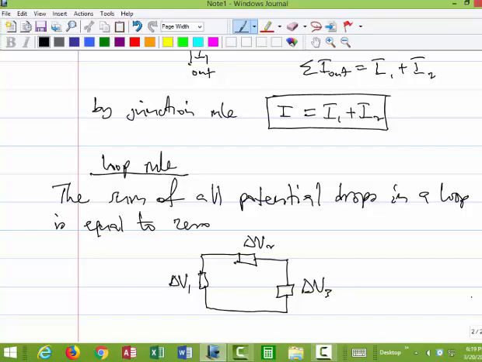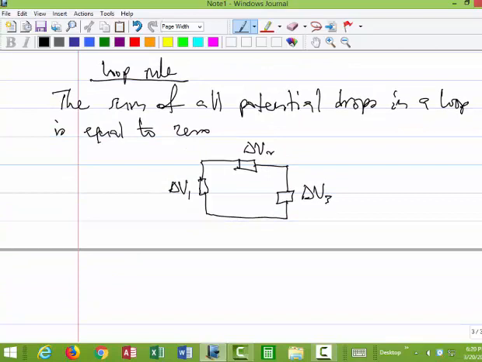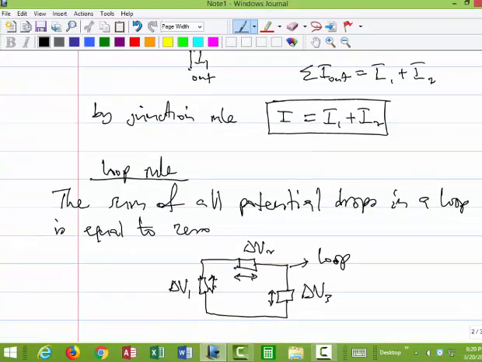So this is a loop. So we can say that since there's a loop rule which says that the sum of all potential drops is equal to 0, we can say delta V1 plus delta V2 plus delta V3 should be equal to 0. Okay, so this is our loop, and those delta V's are the potential drops across each element in the loop.